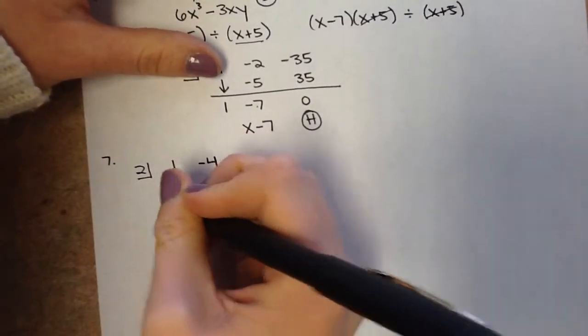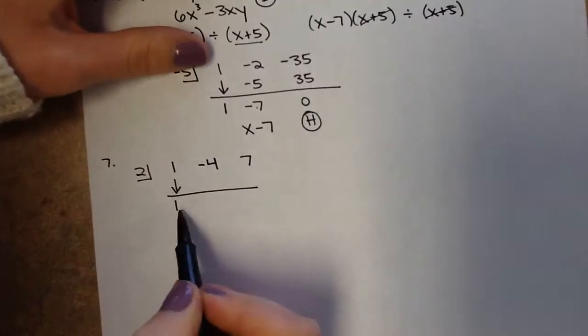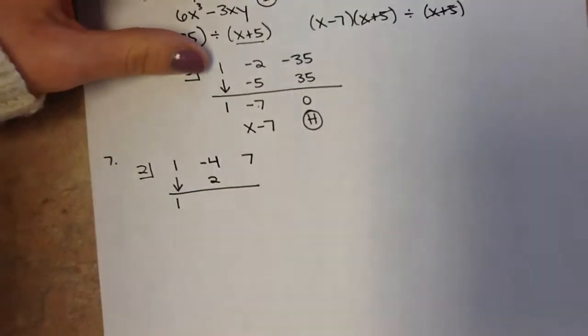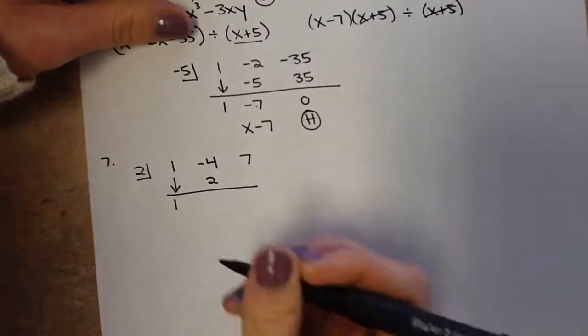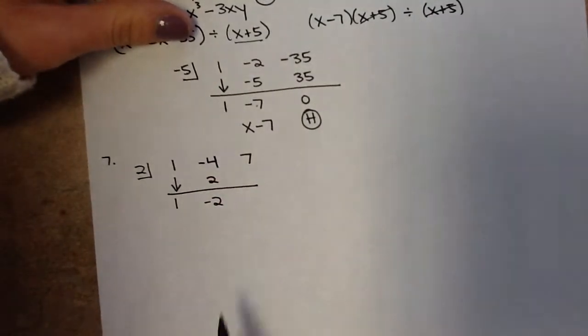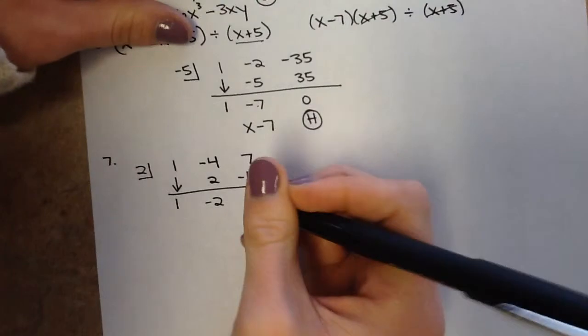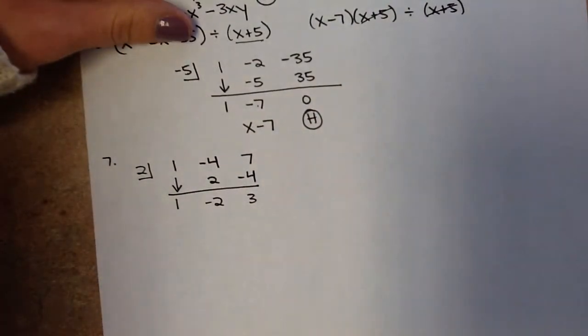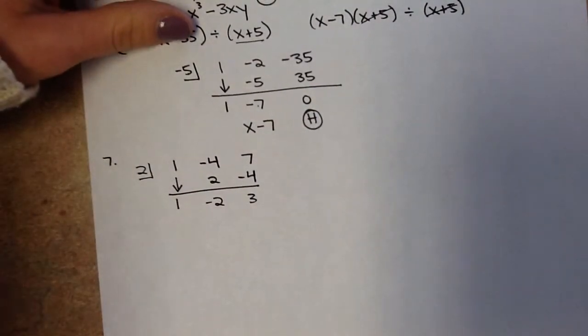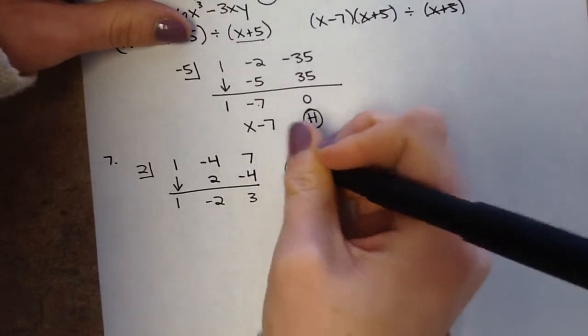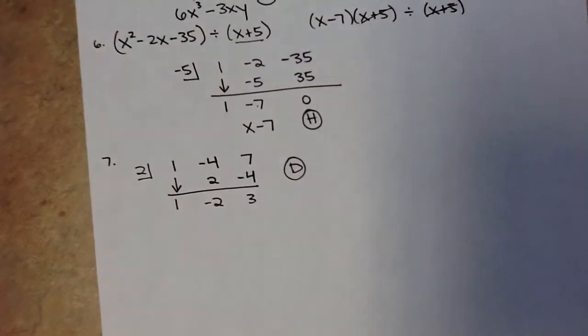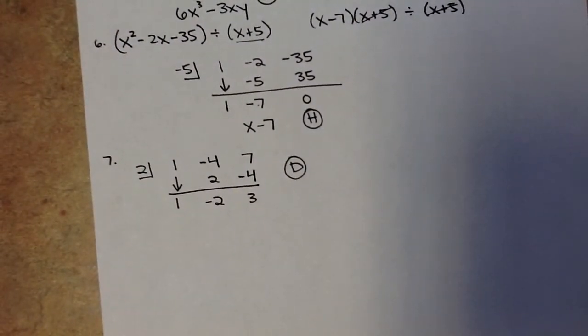So we bring down 1, always the first step. Multiply 1 times 2, it's just 2. And then add this column together, and I get negative 2. Multiply negative 2 times 2, and I get negative 4. And then add this column together, and I get 3. All right, so if you're looking at the options, mine looks exactly like letter D. There was a quick mistake with a negative in example B. You see the 7 lined right up underneath, it should be a negative 4, not a positive 4.